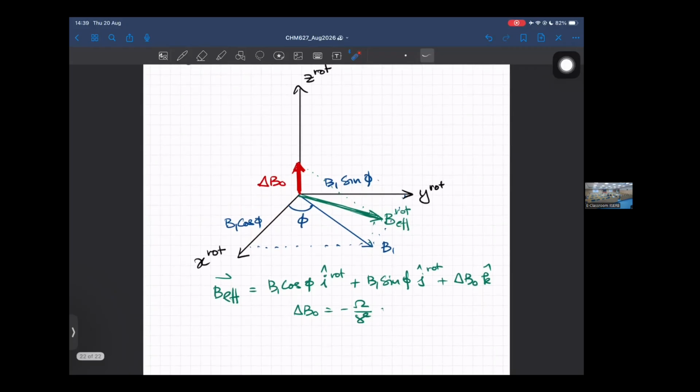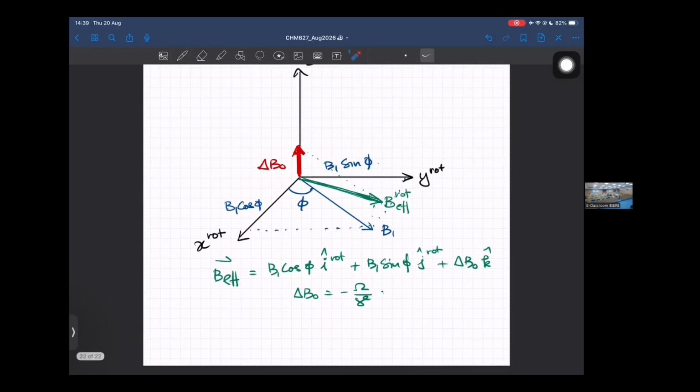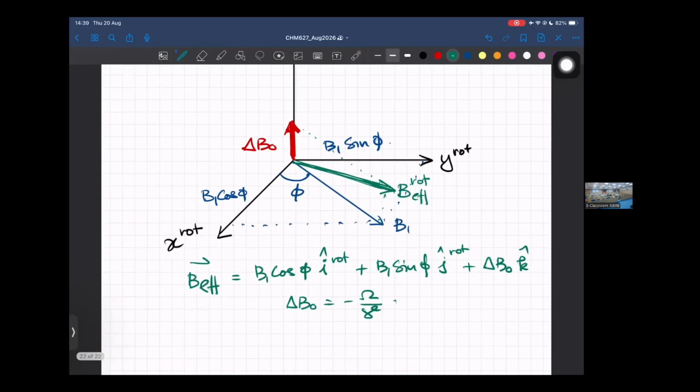Okay. And why is it always like that? Let's take an example and take a look. If visualization is a problem, let's say we are starting from thermal equilibrium. So at thermal equilibrium, the M vector is going to be M naught times k-cap.